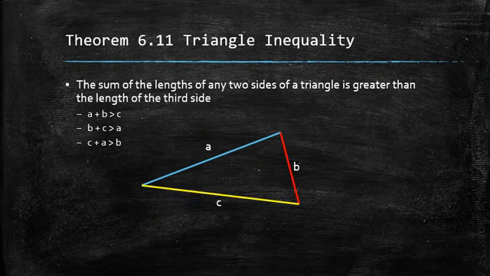The triangle inequality theorem states that the sum of the lengths of any two sides of a triangle is greater than the length of the third side. For example, we know that if we add side A to side B, then its length will be greater than side C. The same goes if we add side B to side C, we know that it will be greater than side A. Lastly, if we add side A to side C, we know that its length will be longer than side B.